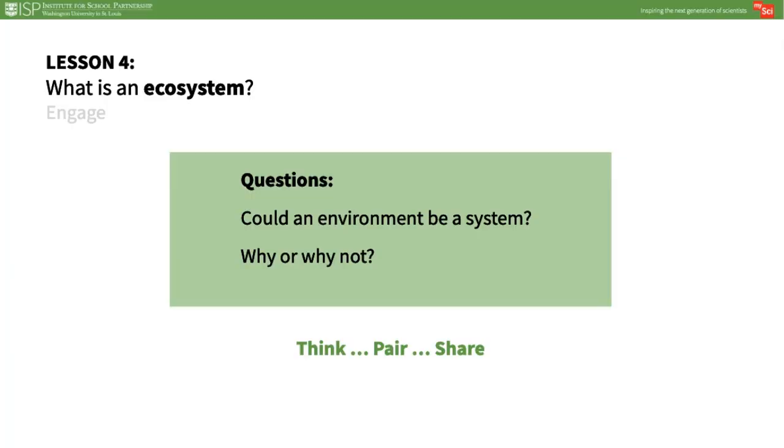In the Engage portion of the lesson, ask students if they think an environment could be a system. Why or why not? Give them time to think, pair, and share.